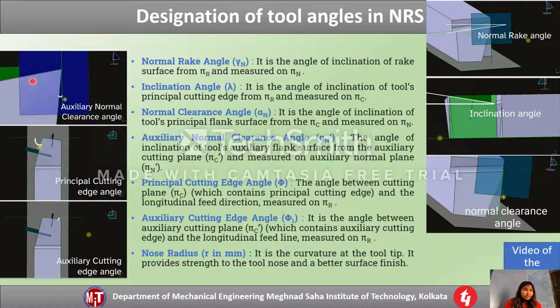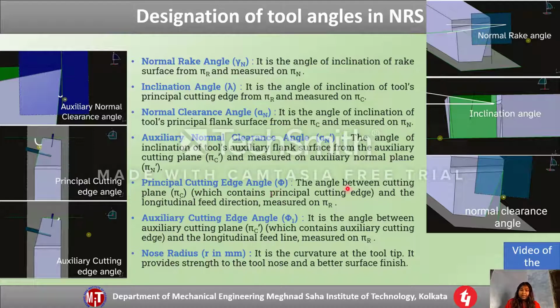Here is our auxiliary normal plane. This is our auxiliary normal plane, and this is our auxiliary flank surface. Yes, this is our auxiliary flank surface, and this little angle is our auxiliary normal clearance angle, alpha n dash.